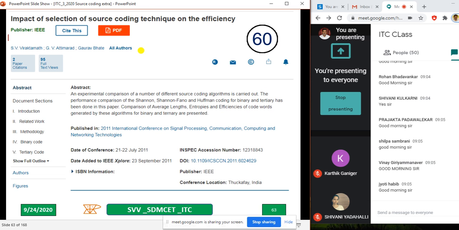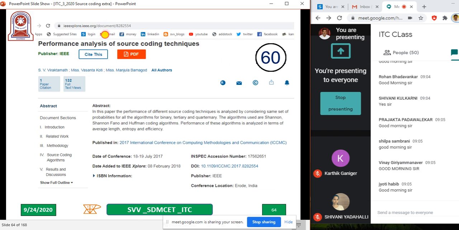And later, in 2017, I think Vasanta Koti and one more, Manjula Bambagond. These students took this as an assignment. Again, they worked on source coding. They presented their paper in the international conference organized by the IEEE.